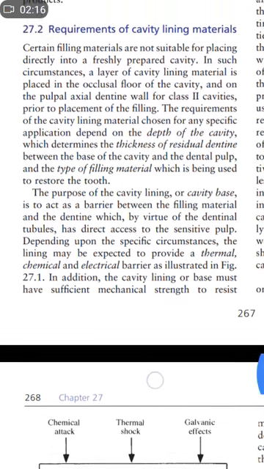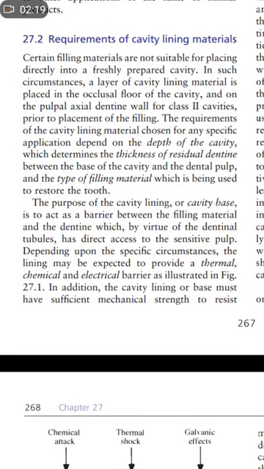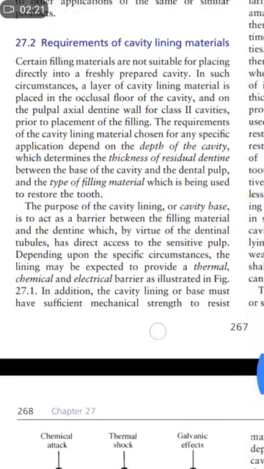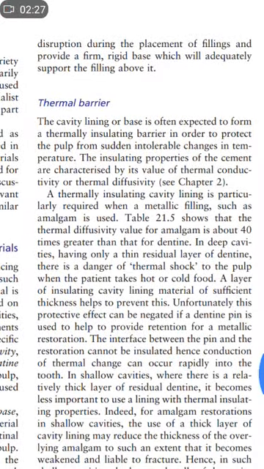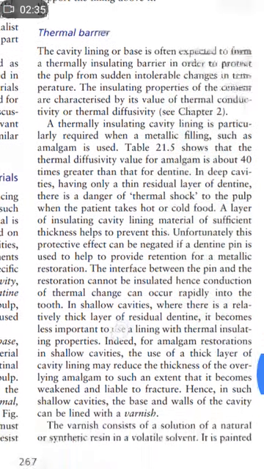In addition, the cavity lining or base must have sufficient mechanical strength to resist disruption during the placement of fillings and provide a firm, rigid base which will adequately support the filling above it.